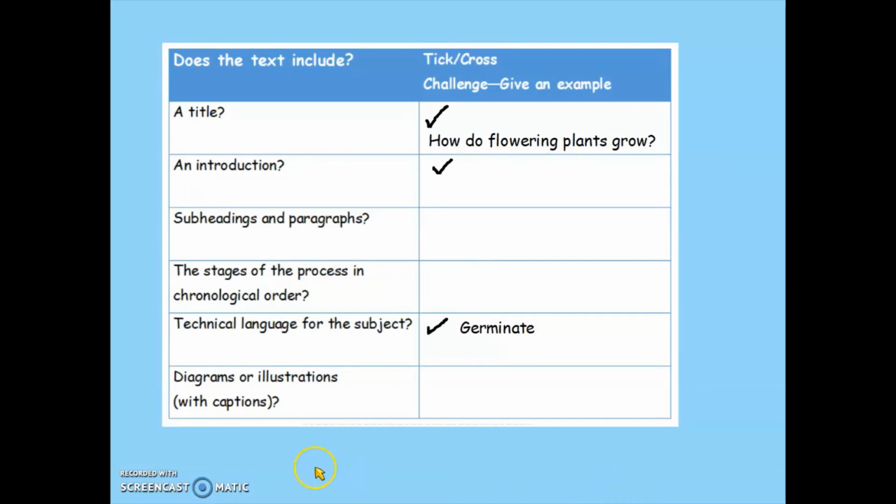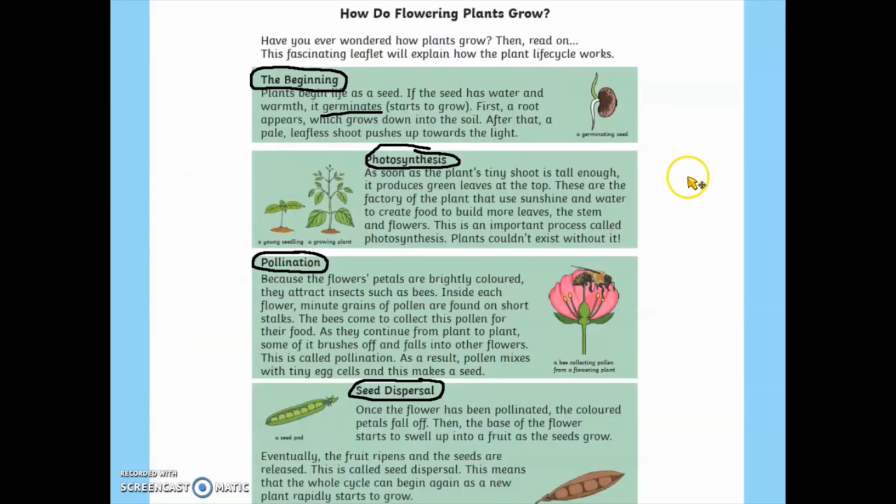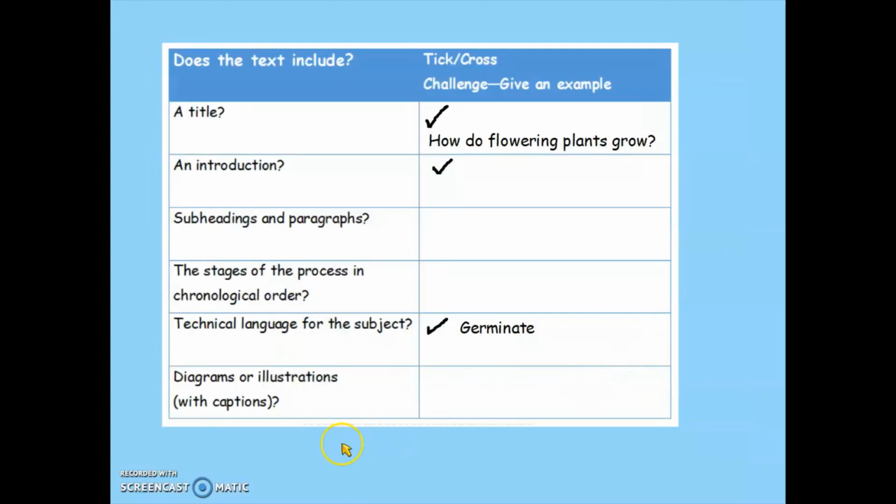The final feature that you need to look for are diagrams or illustrations. And we can see lots of diagrams here. We've got a diagram of a flower. We've got some pictures here, and each one has got captions underneath. So for example, this one, a picture, and then the caption is a germinating seed. So you would complete your table, tick or cross, and give an example.